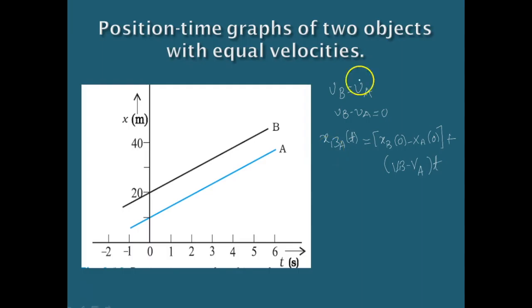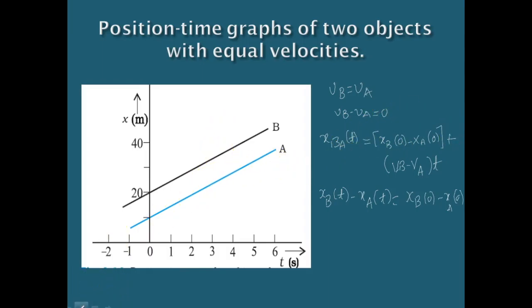So from this equation we can say that xB of t minus xA of t, this x_BA of t is nothing but xB of t minus xA of t, is equal to xB of 0 minus xA of 0, because this vB minus vA is 0 in this particular case. Therefore, the two objects stay at a constant distance xB of 0 minus xA of 0 apart.